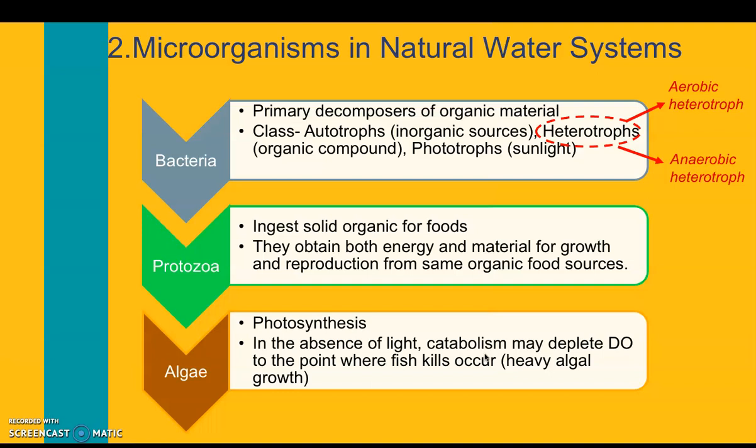If the sunlight is unavailable, the algae will catabolize and deplete the dissolved oxygen to the point where this can kill fish or other aquatic life. In other words, if you see heavy growth of algae, it is an indicator that the dissolved oxygen has been depleted.